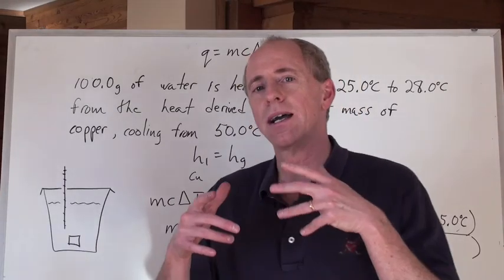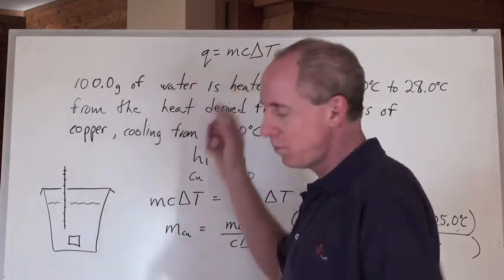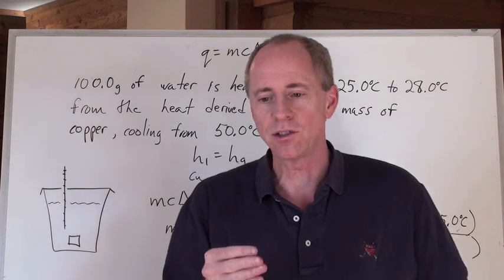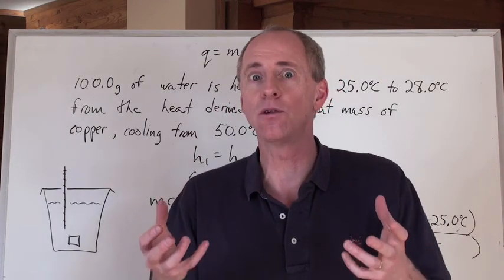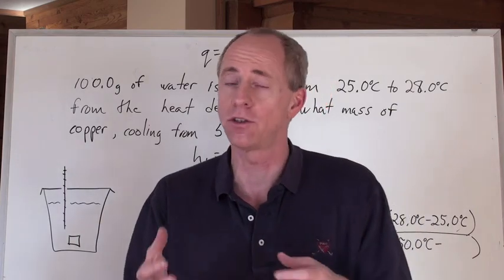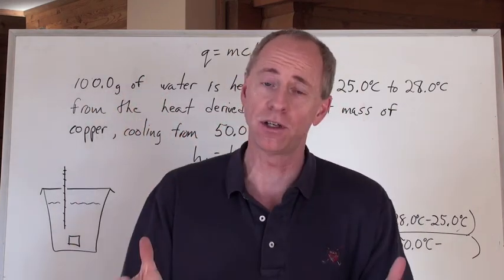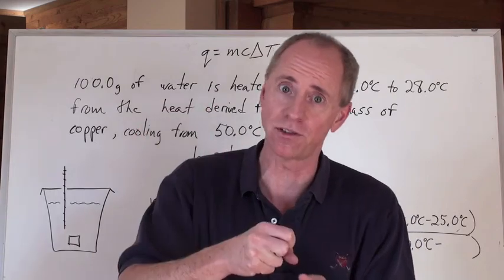So now, let's extend that formula, Q equals MC delta T, a little bit, and consider the heat exchange between two objects, and we know what both of them are. So it's not just the surroundings. We actually know what the surrounding is and what the system is.